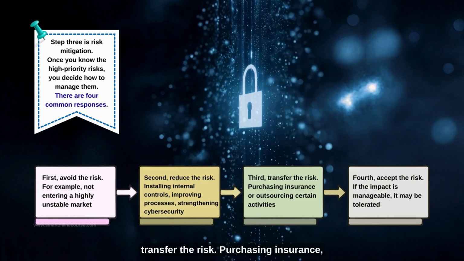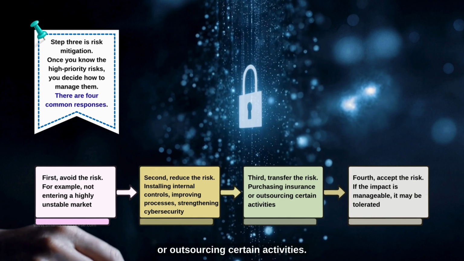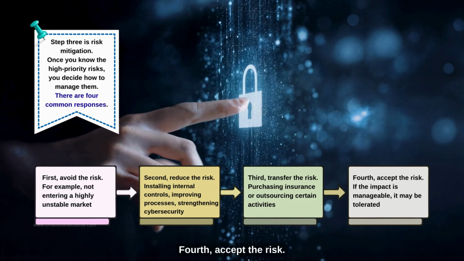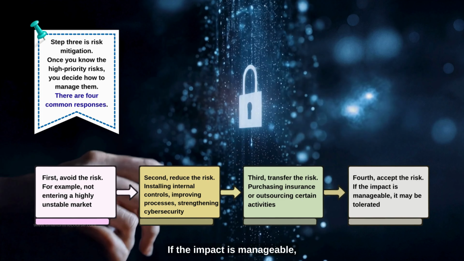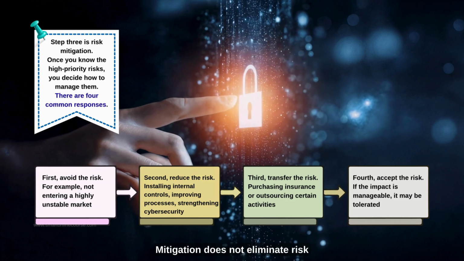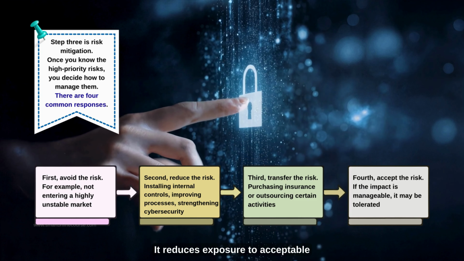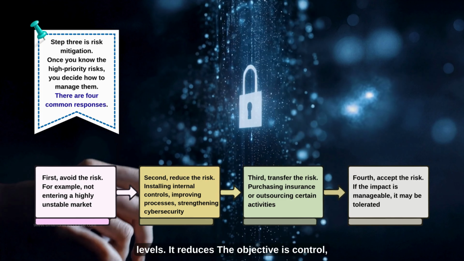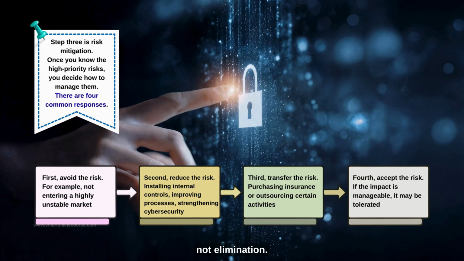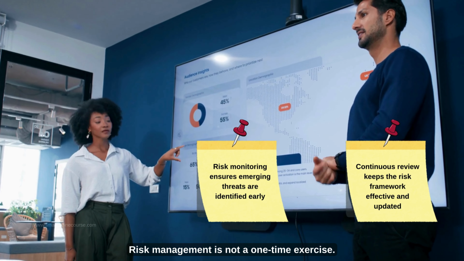Third, transfer the risk. Purchasing insurance or outsourcing certain activities. Fourth, accept the risk. If the impact is manageable, it may be tolerated. Mitigation does not eliminate risk entirely. It reduces exposure to acceptable levels. The objective is control, not elimination. Risk management is not a one-time exercise.